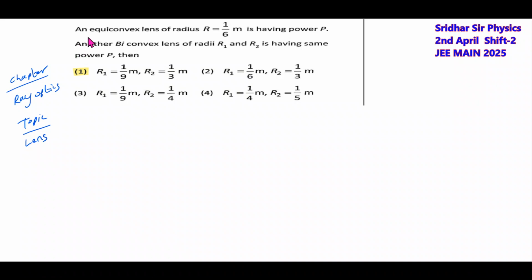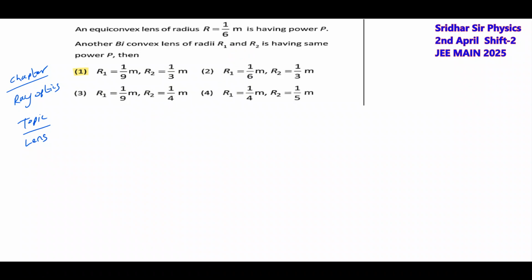Okay kids, this question belongs to the chapter ray optics, and the topic is lens. Let me read the question. An equiconvex lens of radius r equal to 1 by 6 meter is having power P. Another biconvex lens of radii r1 and r2 is having the same power P. Then it is asking us to get suitable values for r1 and r2.